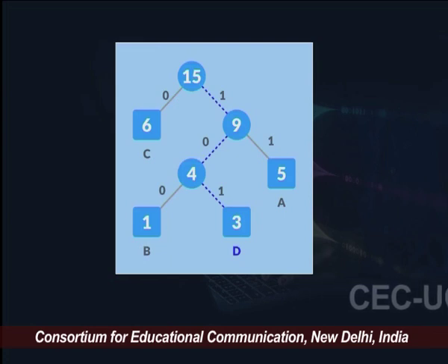In order to trace it for, let us say, the code 11, we start from the root again. Between 15 and 9 we have 1, then between 9 and 5 we have 1 again. So the character which is represented by 1 1 is nothing but A.